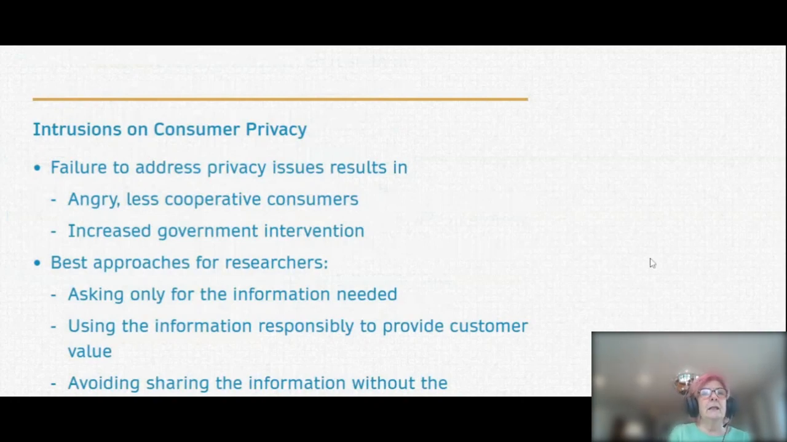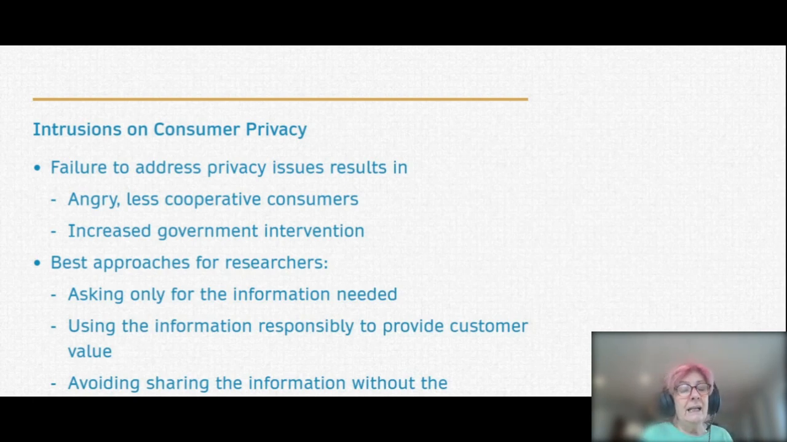The final thing that I want to talk about in relation to market research is privacy. And increasingly, this is a really important topic for all of us. And market researchers have to take this issue very seriously now, because if they don't, we will become angry. We will become less cooperative. We will be less likely to become customers of an organization that does not respect our privacy.